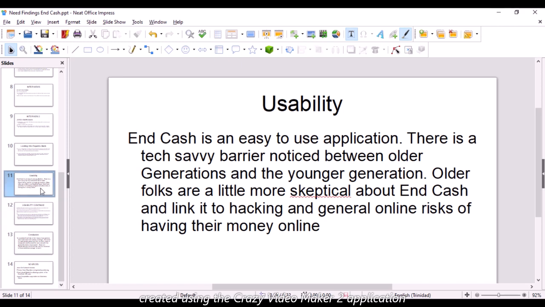Usability. So Encash is an easy to use application. There is a tech-savvy barrier noticed between the older generations and the younger generation. The older folks are a little more skeptical about Encash and link it to hacking and general online risks of having their money online.